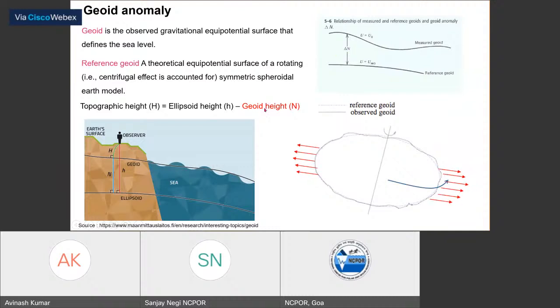There's a brief relation shown over here between the topographic height, the ellipsoid height, and the geoid height. So how do we define it? The geoid height is basically the elevation from the ellipsoid, and the topographic height, which is considered to be the elevation, is the difference between the ellipsoid height and the geoid height.